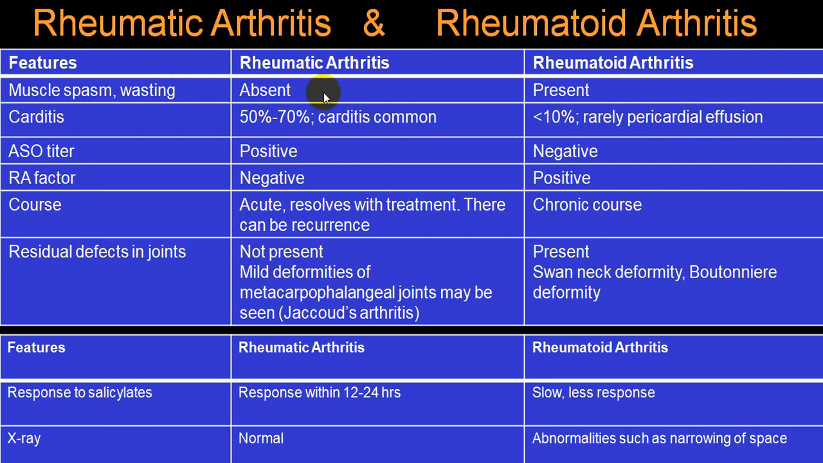Residual joint involvement in rheumatic is rare, while here it is very common. You will get Swan neck deformity, Boutonniere deformity, a good number of other deformities, Jaccoud deformity, etc. So these are the differences between RA and rheumatic arthritis.